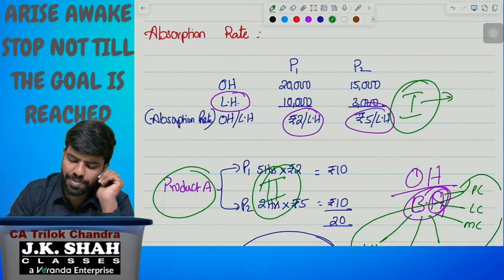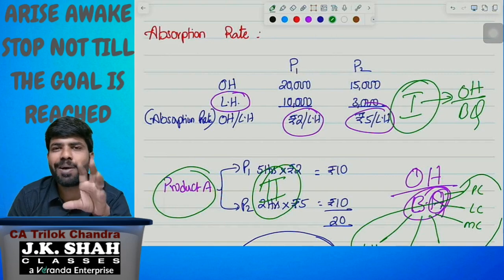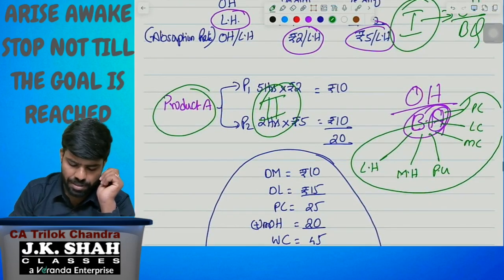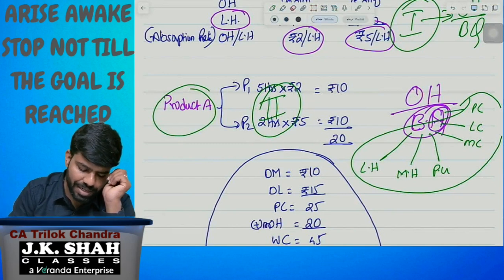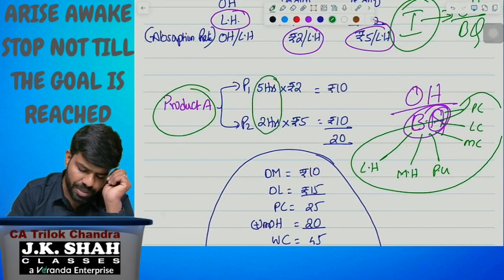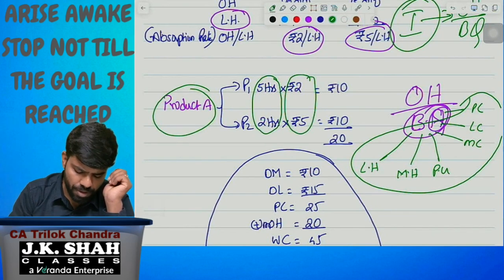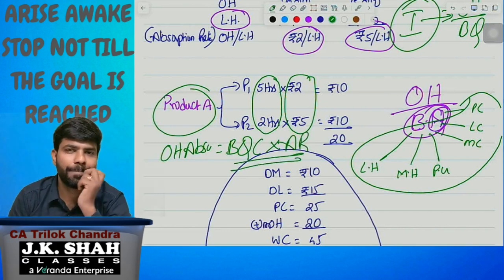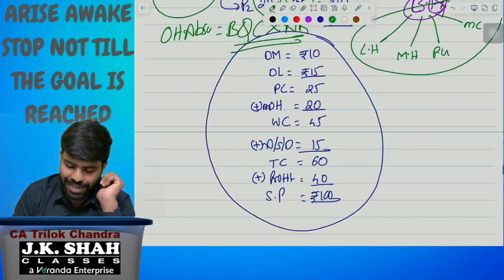How to calculate absorption rate? Overheads divided by base quantity. We took the example labor hours. How to absorb the overheads? Simple. Base quantity consumed into absorption rate. So overheads absorption is equal to base quantity consumed into absorption rate. This is the formula.